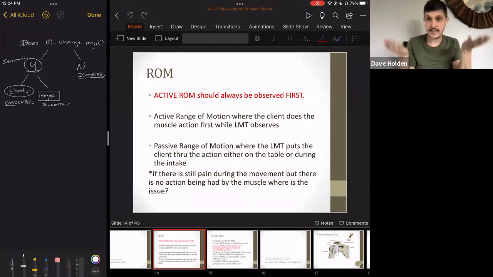Generally, active and passive will give you different amounts. And which one gives you more gives you important clues as to what the actual problem is.